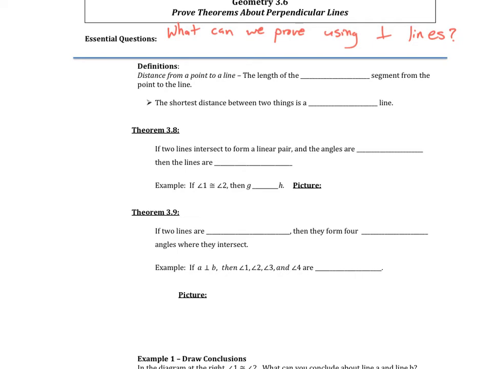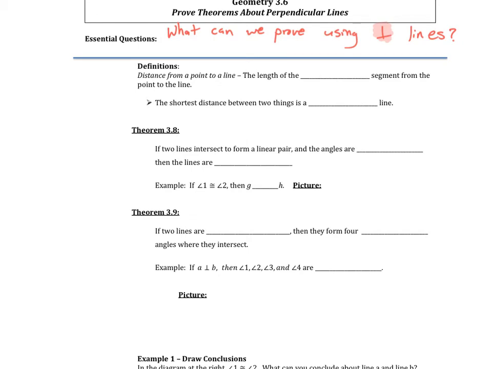Chapter 3.6, we get into proving theorems about perpendicular lines. So the question we're going to ask is, what can we prove using perpendicular lines? And I just want to point out that this symbol right here means perpendicular. It's a shorter way than having to write the word all the time.